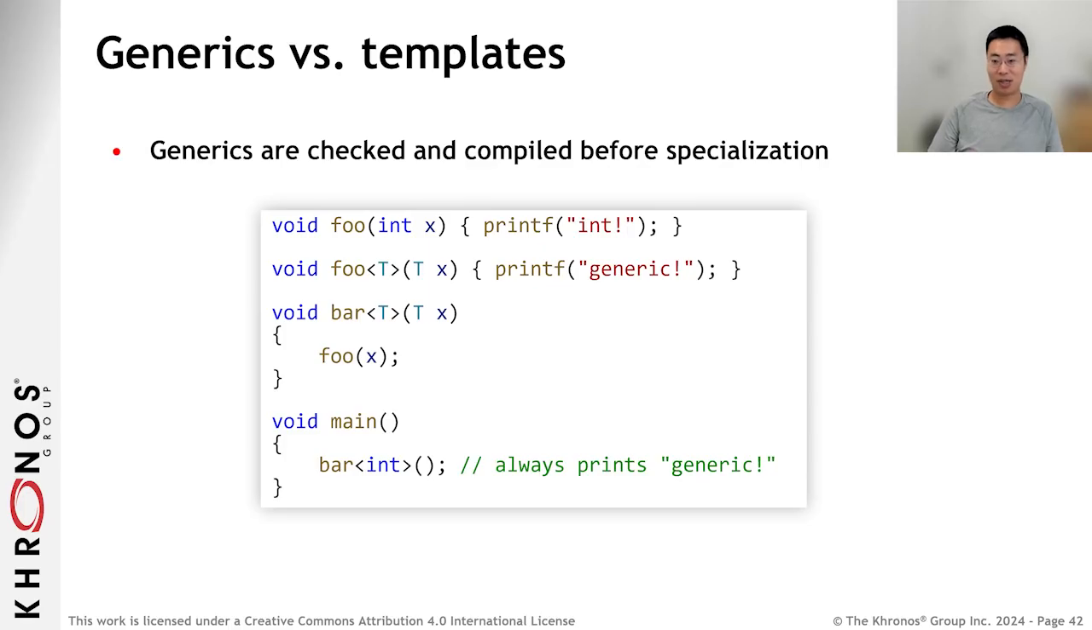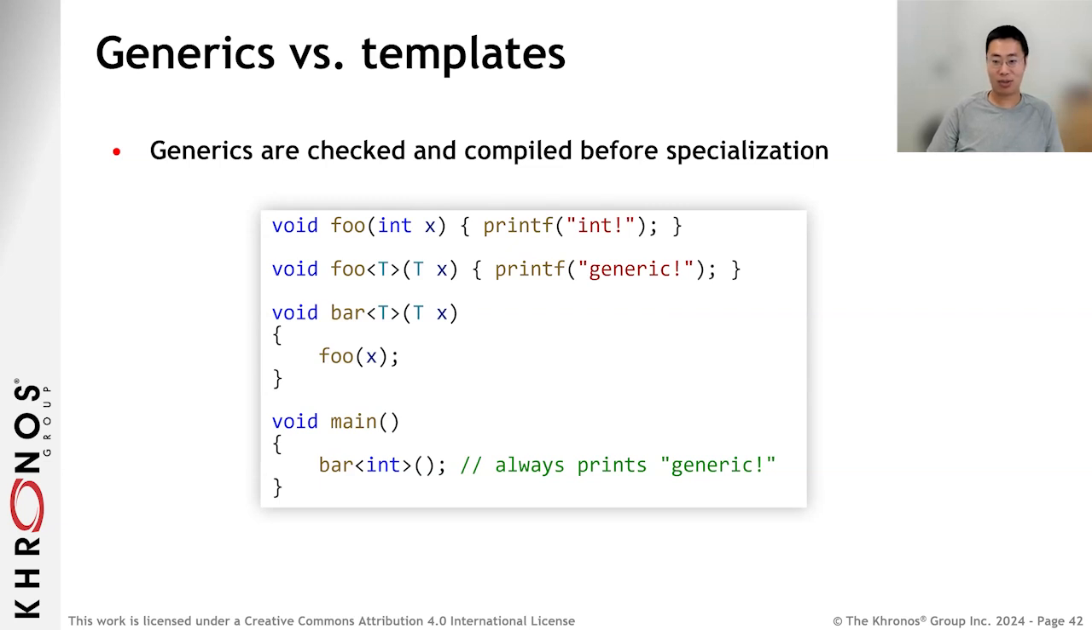If this is C++, if this is templates, then the answer is it depends, right? If you specialize bar with int, like in this example, then you will be calling the first overload. But if you specialize it with something else, you will call the second overload. However, with generics in Slang, we will fully type check the definition of bar without specializing it first. This means that the compiler will select an overload of foo before it knows what t is. And since there is no implicit conversion from t to int, the compiler will simply pick the second overload of foo.